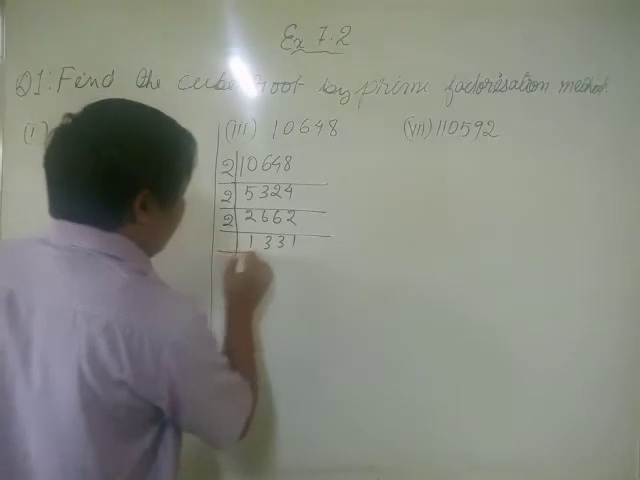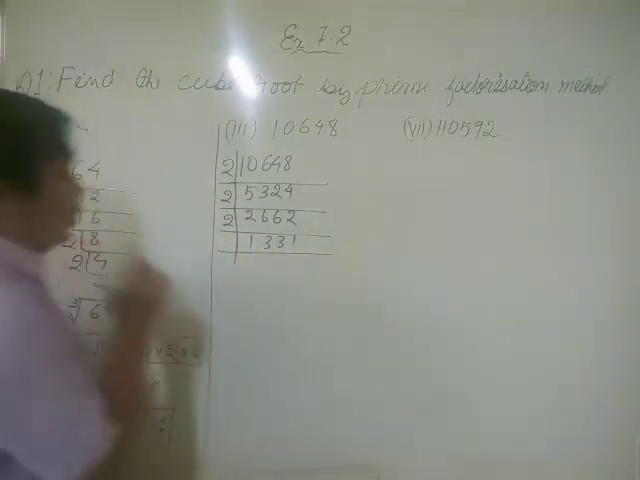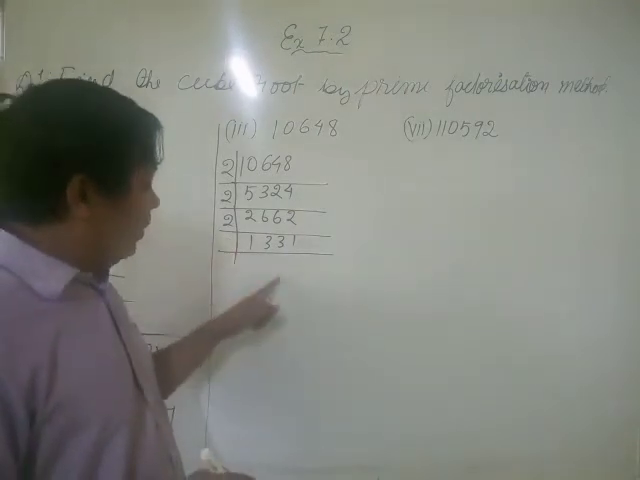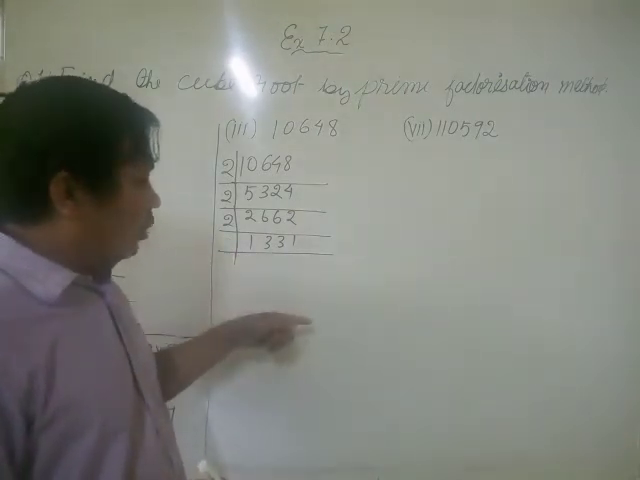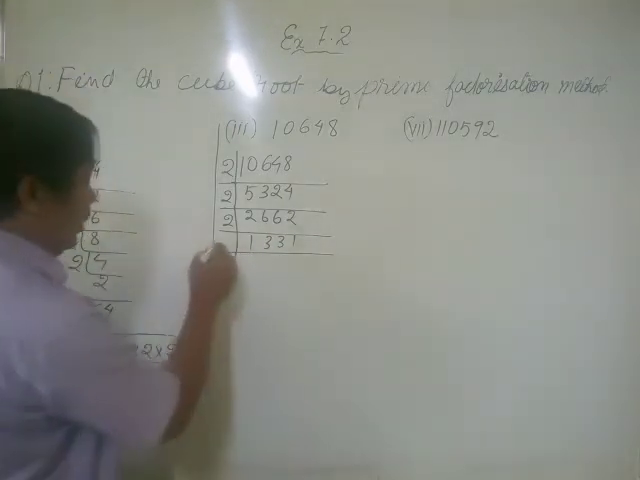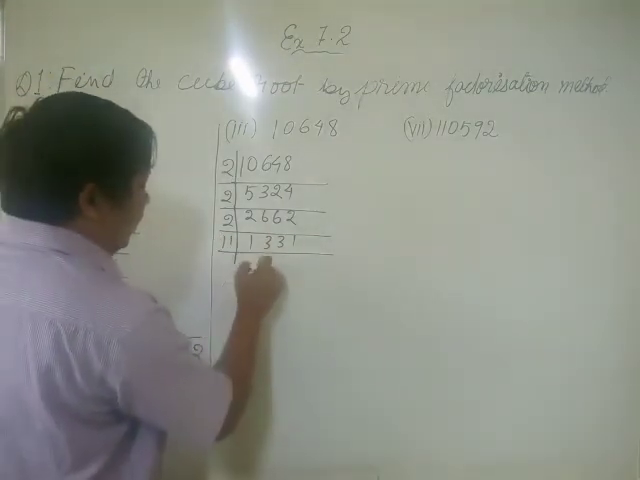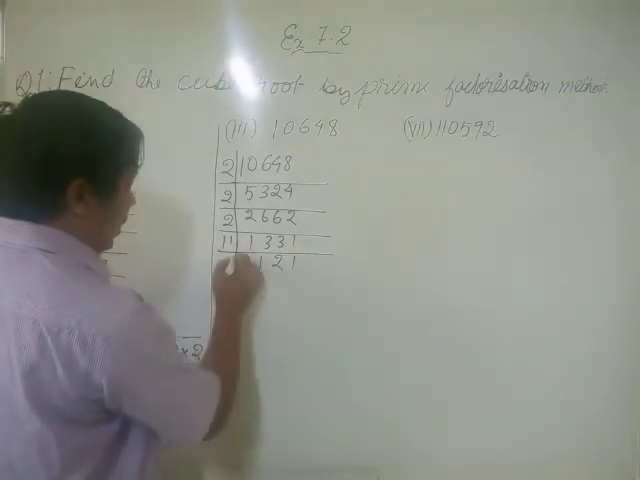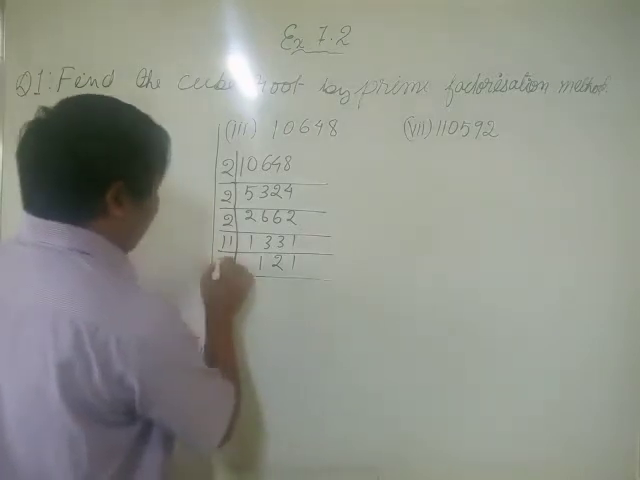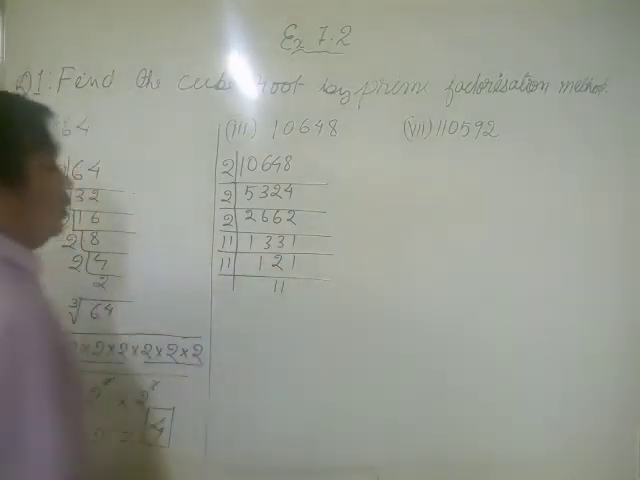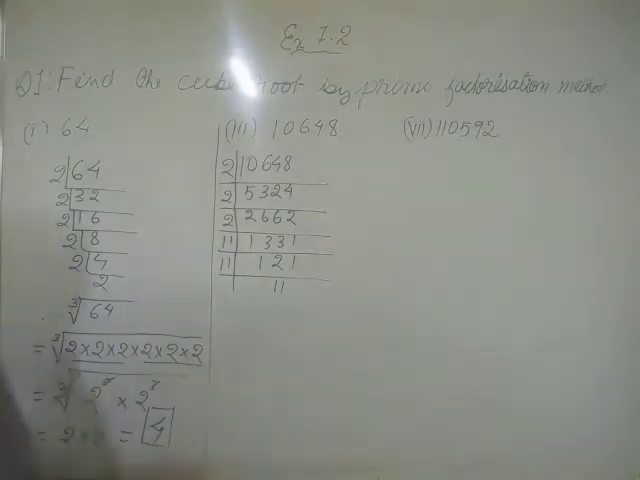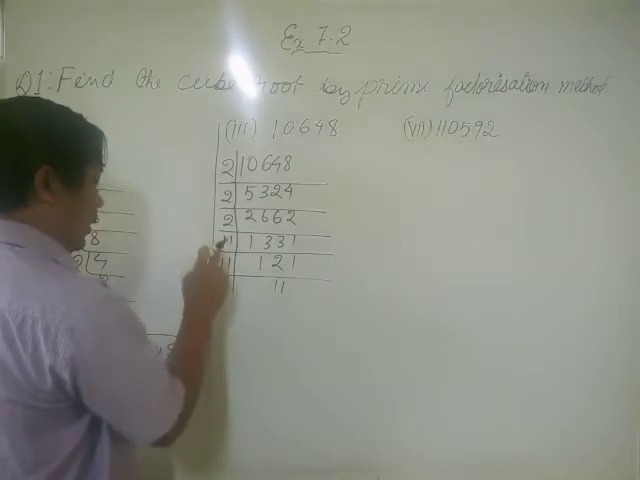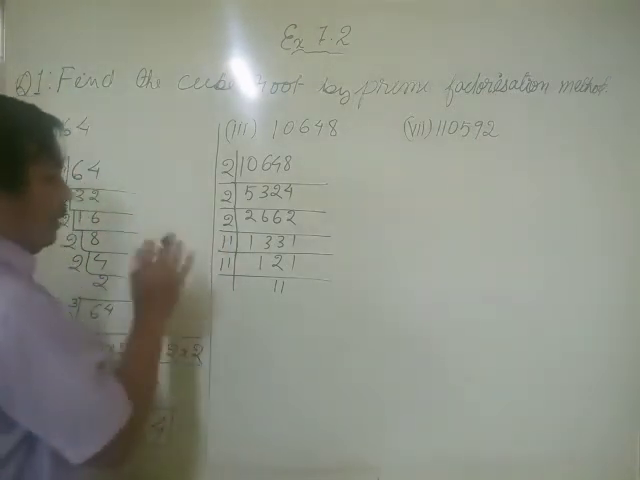And now here we cannot continue with 2. 3 also cannot be, 5 also cannot be, 7 also cannot be, 9 also cannot be. Now we check 11. 11 1 is 11, isn't it? 11 2s are 22, 11 1 is 11. Then here we got again 11, 11 11s are 121. So the prime factors of this number are 2, 2, 2, and 11, 11, 11. 2 threes are there and 11 threes are there, isn't it?